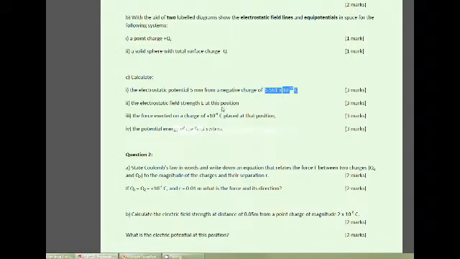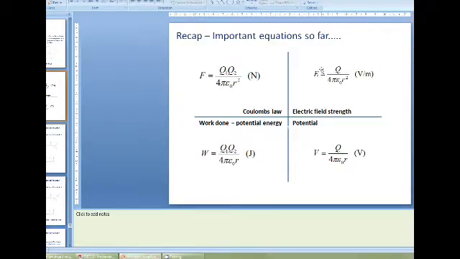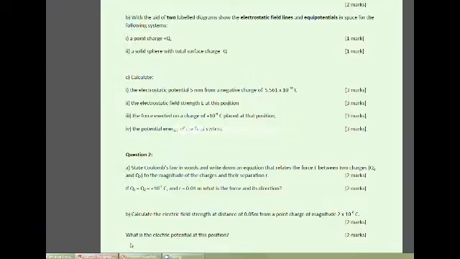Okay, so that's solved. Next up we're going to do part 2, which is to find the electrostatic field strength E at this position. So the position is 5 millimeters. We still have Q, that's the same. And we're going to find field strength E. So which equation are we going to use? We're going to use the equation for electric field strength, which is this one up here, and we're just going to substitute our values in again.